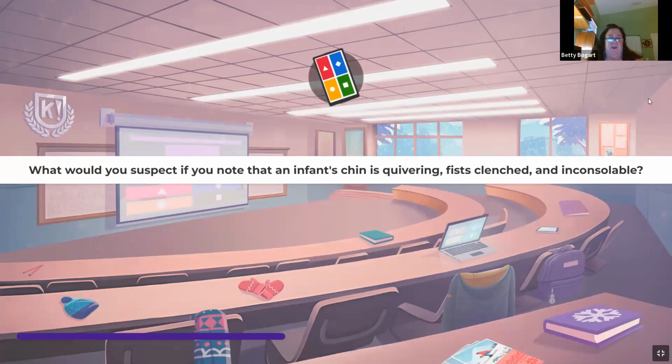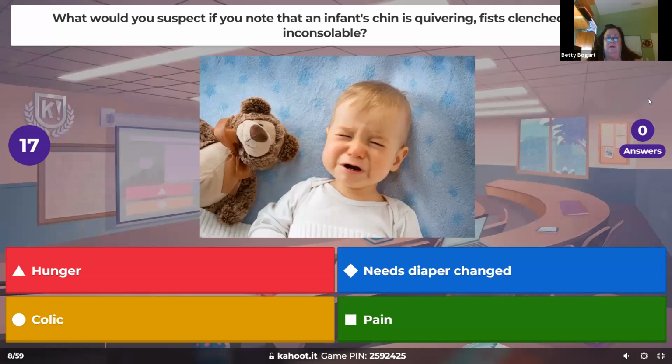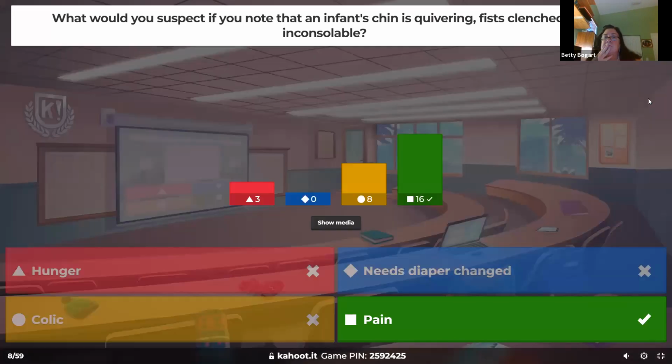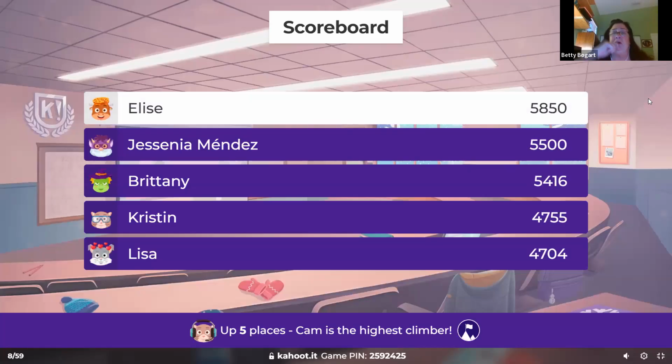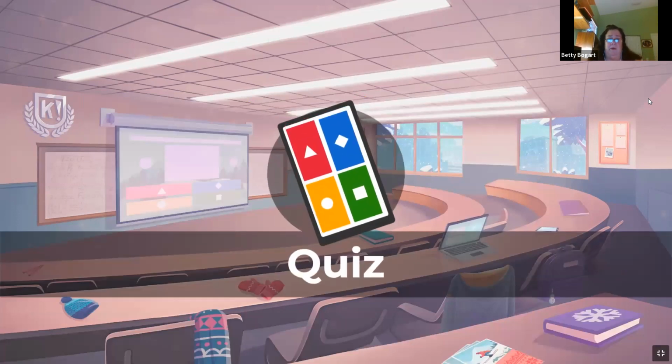What would you suspect if you note that an infant's chin is quivering, the fists are clenched, and they're inconsolable? So probably pain, right? This is telling you that face, legs, activity, cry, that's all in the description of pain. And they do the little chin quiver and get a crinkled face and you want to cry with them.